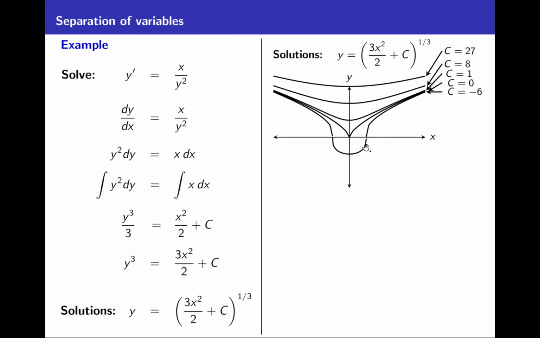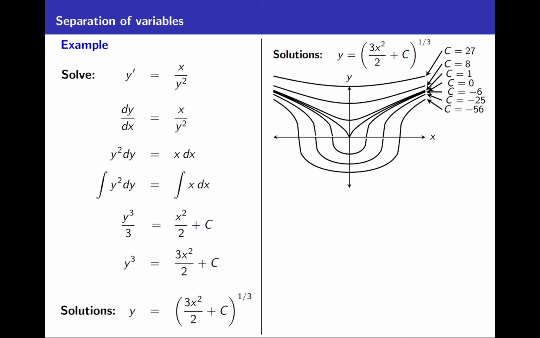It comes down like this when this c is minus 6. So that's one of our solutions, one of infinitely many functions of this form that satisfy this differential equation. If c were equal to minus 25, you get that function. And if c is equal to minus 56, the graph looks something like this.